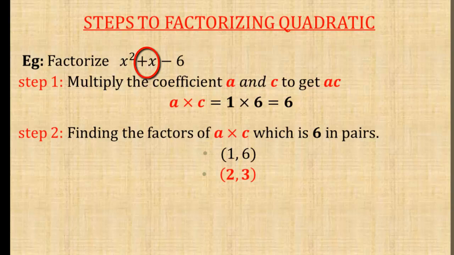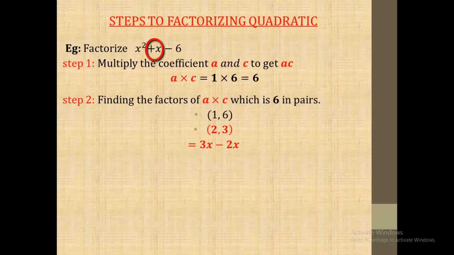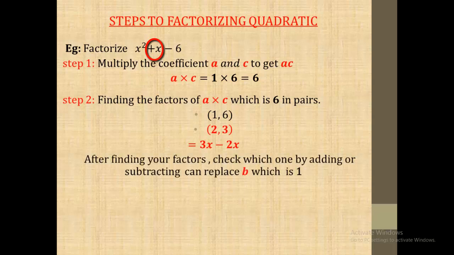Now what does it mean? It means that the B column is going to have an X attached to it. Now since it's going to have an X attached to it, let's add the X to our subtraction. So if I should take the 3, I'm going to add X. So we have 3X minus 2X. So 3X minus 2X is going to give us 1 of the X. So instead of writing just the plus X, we are going to replace the X with the new factors we've gotten. That is the 3X minus 2X.